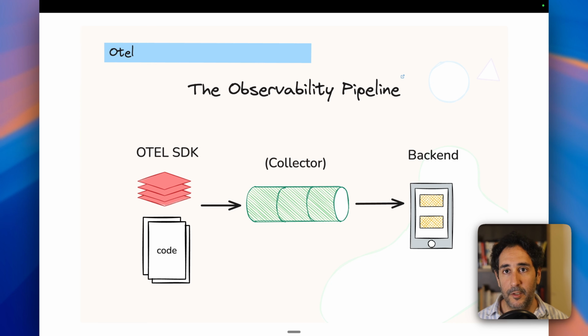You have all your applications running, they're sending the data to the collector, and then tomorrow you want to switch vendor, you want to change the sampling rate, you can do it already from the configuration of the collector. And OpenTelemetry provides you already with default collectors that are battle tested.